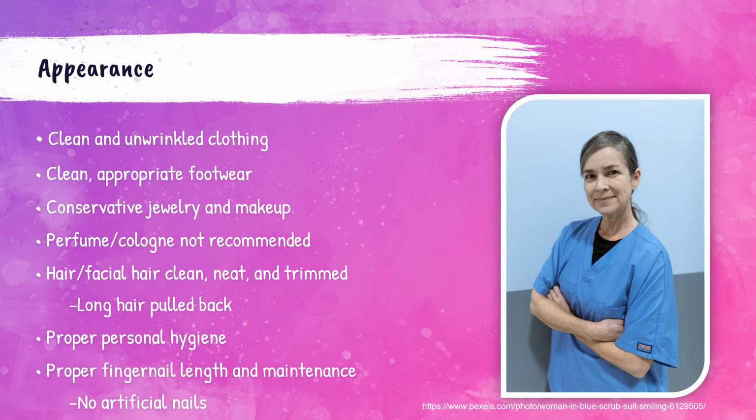Only conservative jewelry and makeup should be worn. Perfume and perfumed lotions are generally not allowed. Hair and facial hair needs to be clean, neat, and trimmed. If the phlebotomist has long hair, it will need to be pulled back. Poor personal hygiene is unacceptable, so daily baths, teeth brushing, and deodorant must be worn. Fingernails must be clean and short, and artificial nails are unacceptable as they promote the growth of fungus.